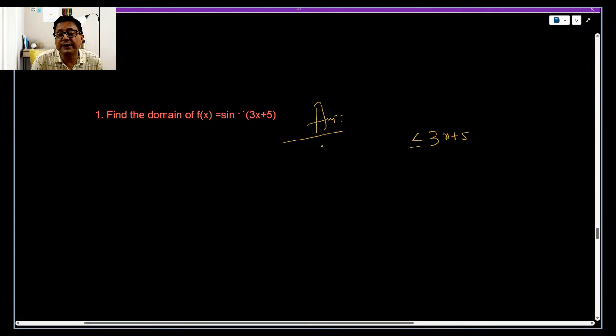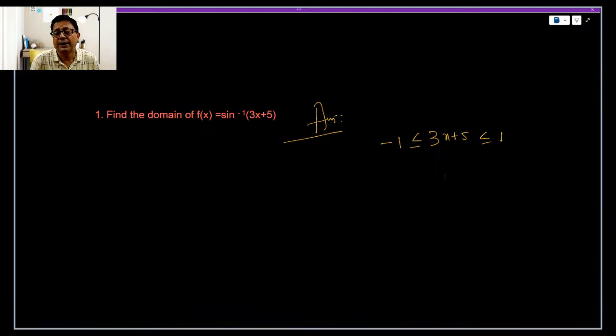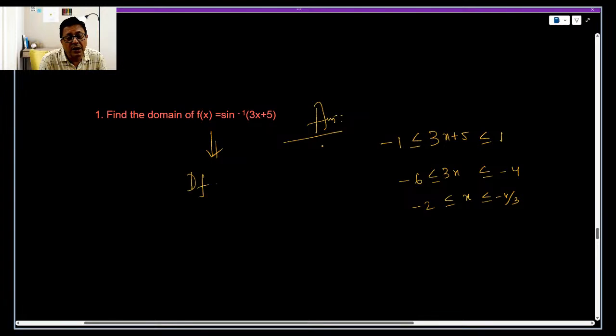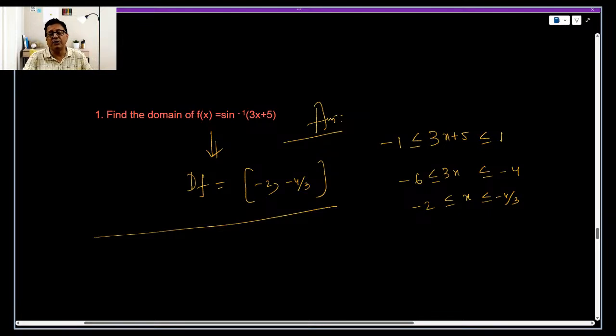3x plus 5 greater than or equal to minus 1. Similarly, 3x will be greater than or equal to minus 6 and less than or equal to minus 4. We can divide both sides by a positive quantity: x greater than or equal to minus 2 and less than or equal to minus 4 by 3. So for this function, the answer is Df equal to [minus 2, minus 4/3]. Understand? Not a difficult sum at all.